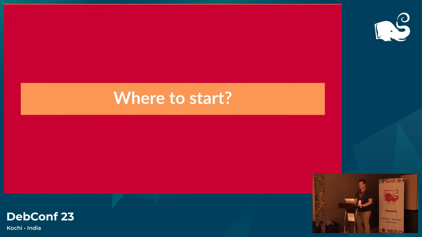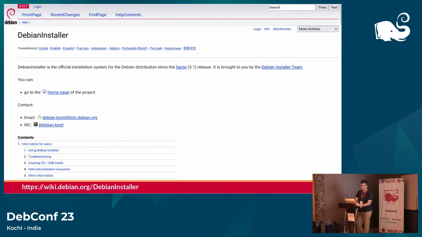So, where can we start our tour? The most obvious place is the Debian wiki page for the Debian installer. It has a lot of links and documents and references that you should read, but we are not here to read. We are here to listen to a presentation. Someone has done that and is trying to get you to do it later.